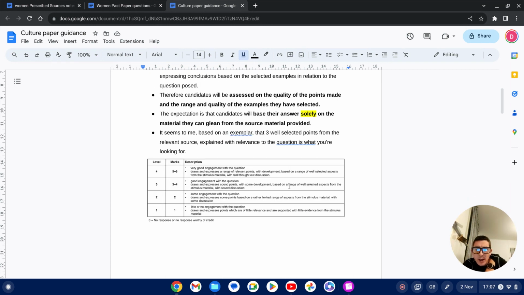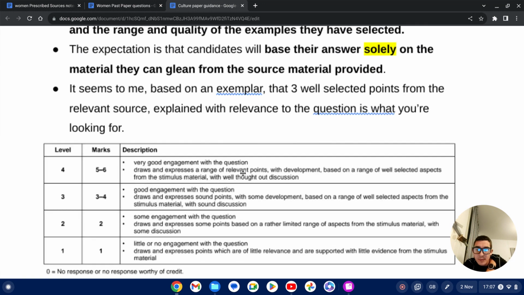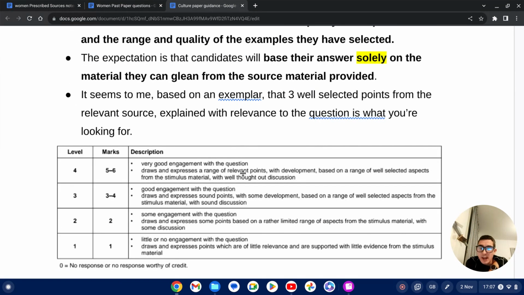This is what a mark scheme looks like here, and it says, to get a level 4, which is 5 to 6 marks, you need very good engagement in the question, i.e. the points you pick out have to be relevant to the question. Okay, it draws and expresses a range of relevant points with development based on a range of well-selected aspects from the stimulus material, i.e. the bit from the insert that the question asked you about. In my example, it was source C, with well thought out discussion. Okay, so that's what you need for your top marks.